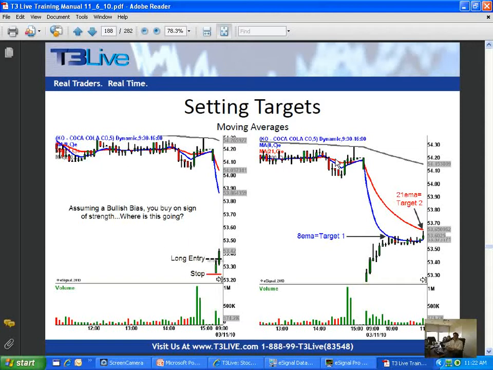Look to the chart to the right. Notice how the stock trades right back to the first target, which is right when it catches up to the 8-period moving average, and then that second target would be the 21 EMA, and you would be out of your trade. What you are doing is reverting back to the mean, giving the stock a chance to catch up or have the moving averages catch up to the price of that stock.